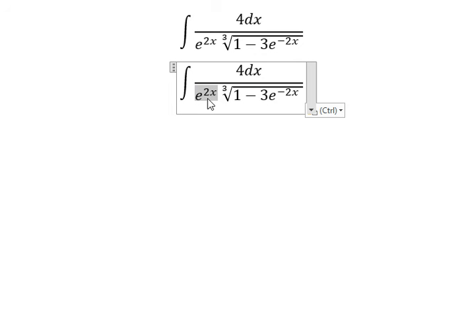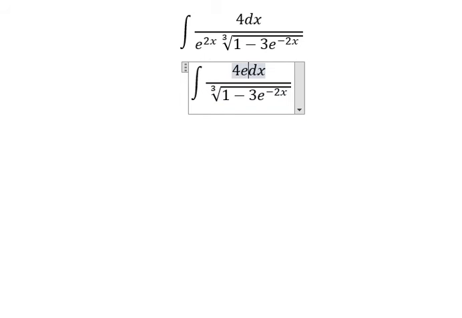I want to move this one from the denominator to the numerator. So in this situation, this one will be e to the power of negative 2x.